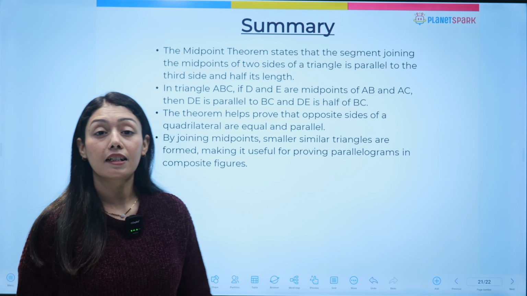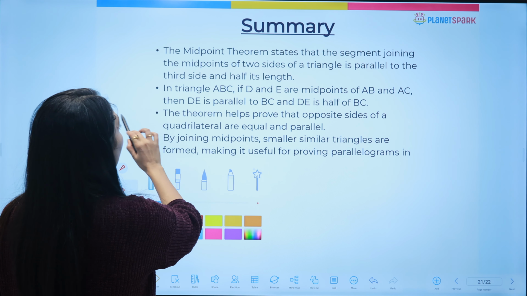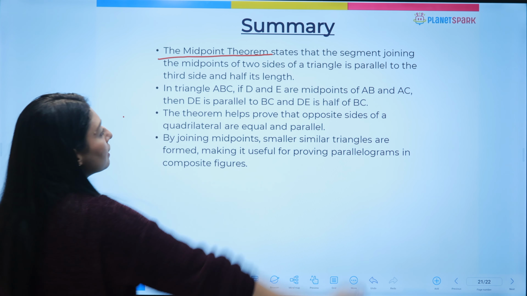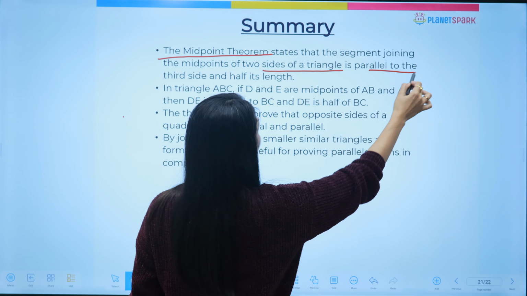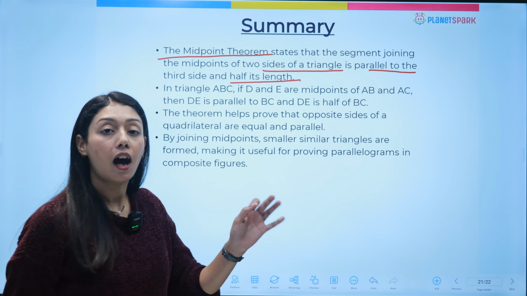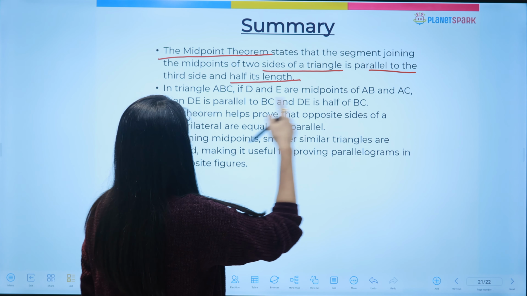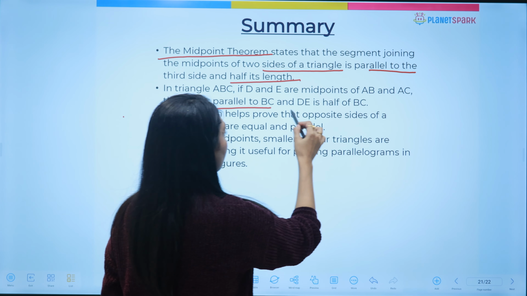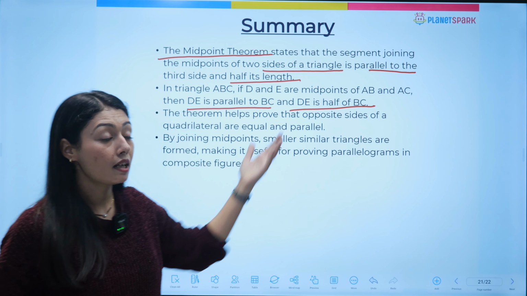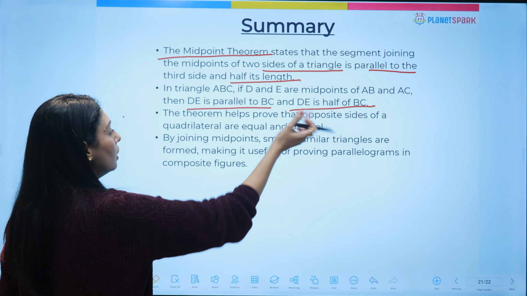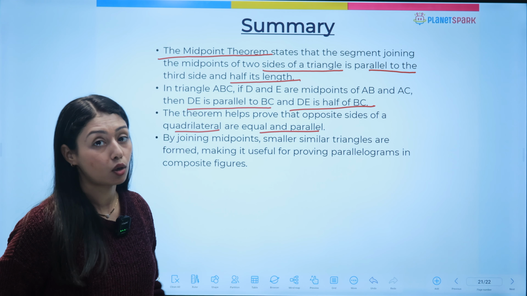Okay, that is all. Let's quickly summarize what we learned today, everybody. The midpoint theorem, that is a very important theorem, states that the line segment joining the midpoints of two sides of a triangle is parallel to the third one and is half in length. Then in a triangle, if D and E are the midpoints, then DE is parallel to BC and DE is half of BC. So, what do we use this theorem for? Yes, in so many cases where we have to prove that opposite sides of a quadrilateral are equal and parallel. There also we use it, right?